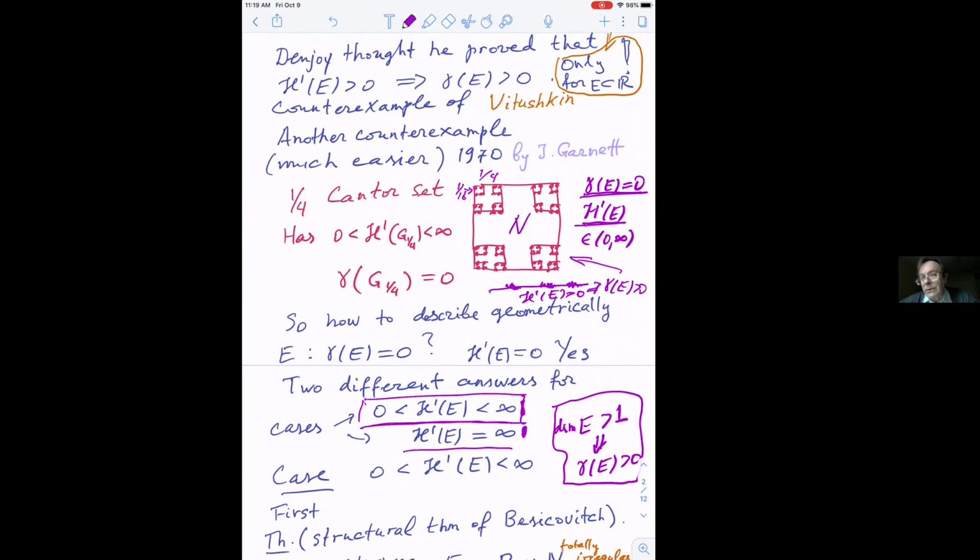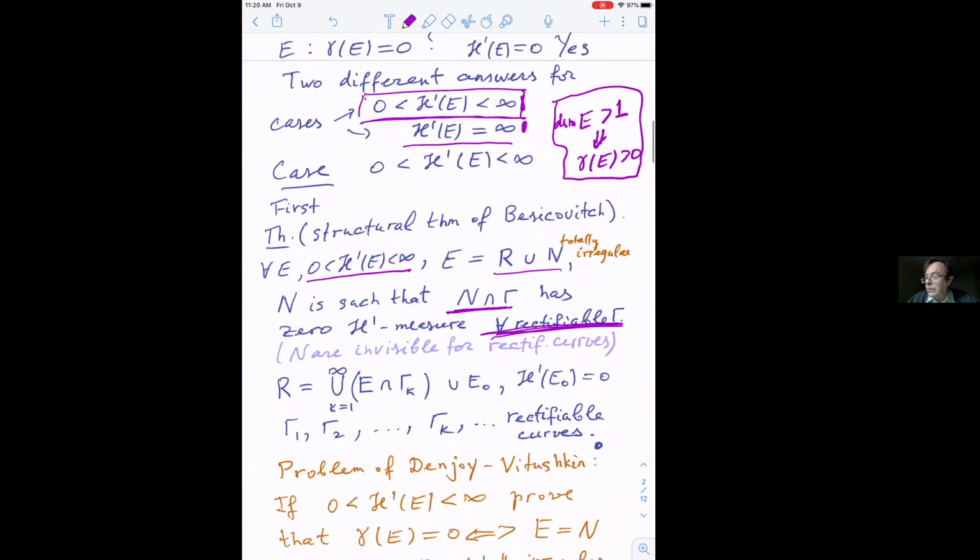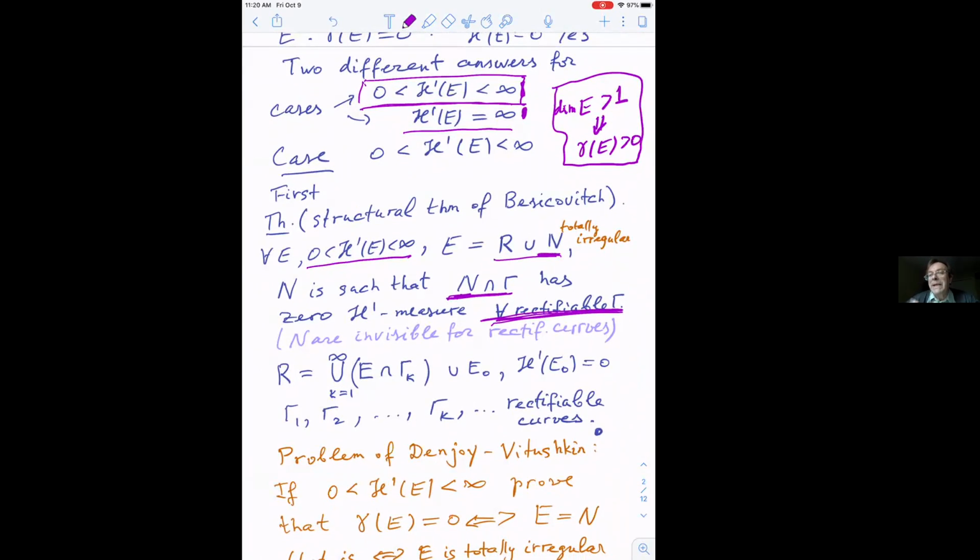This 1/4 Cantor set of Garnett is a typical, totally irregular set in the sense of Besicovitch. It's impossible to draw any rectifiable curve that would intersect this Cantor set on something more than 0 length. So this Cantor set is invisible for rectifiable curves. You drop any rectifiable curve on the plane, it will intersect it only on 0 length. And the totally irregular sets in the sense of Besicovitch are basically of this type. Of course, it's just an example. They can be of more complicated nature, but that's basically how they look.